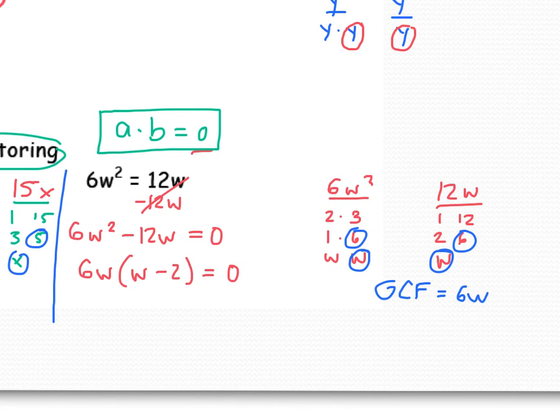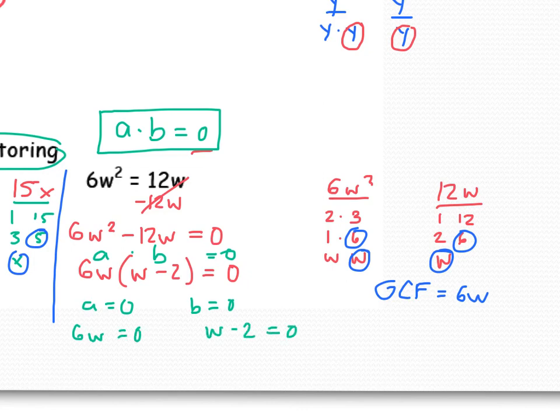So now the next step is you're going to solve using the zero product property. So again, this A, that's B, you're multiplying them together to get 0. So I'm going to apply this property. I'm going to take A equals 0 and B equals 0. So A equals 0, that's 6w equals 0. B equals 0, that's w minus 2 equals 0.